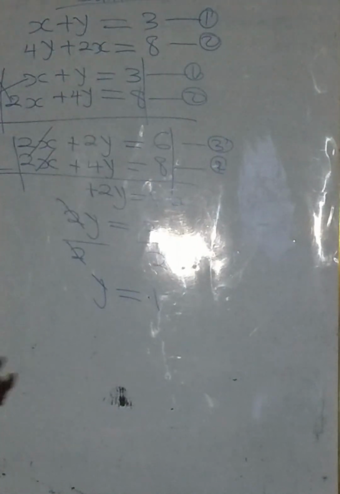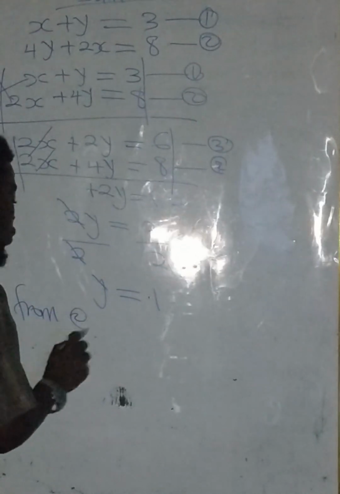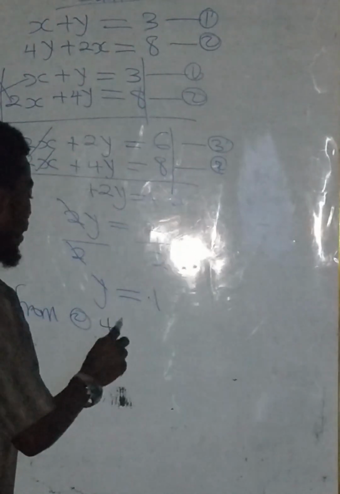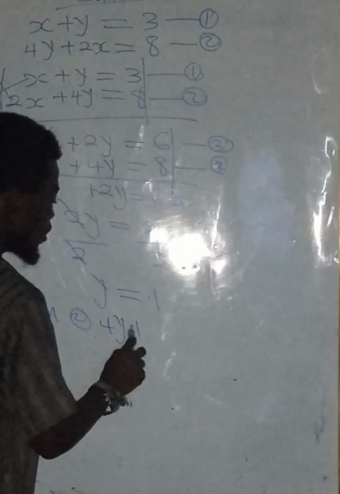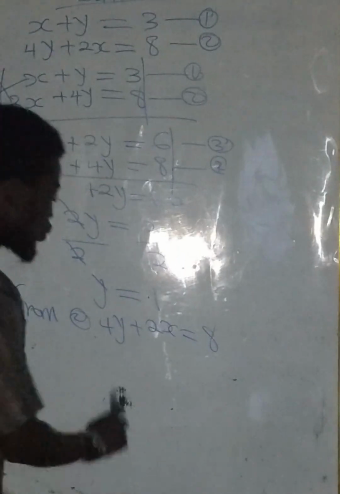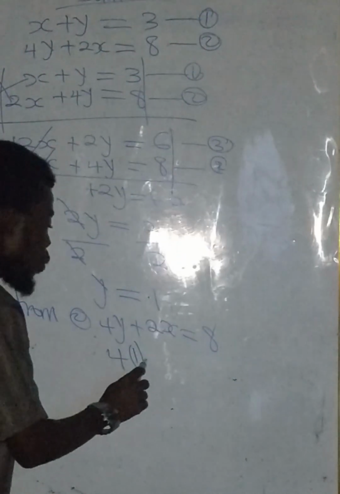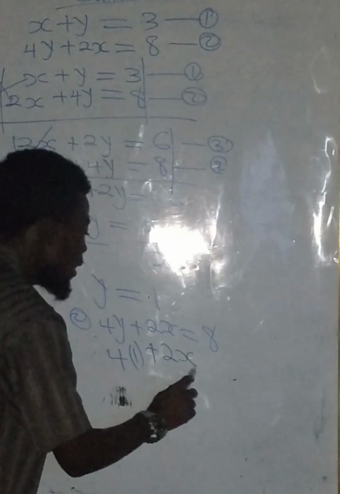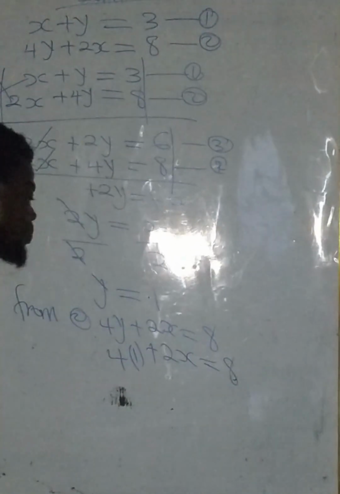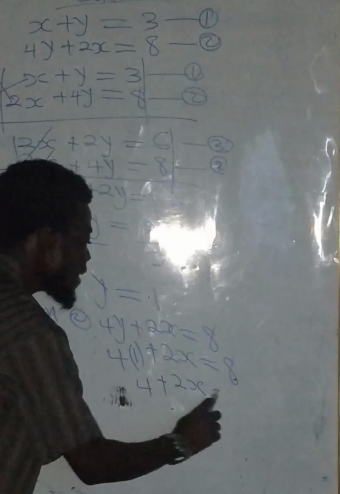You can take any of the equations. Which equation do you want me to take? The second equation. From equation 2, we have 4y plus 2x equal to 8. But already we have the value of y, which is 1. So 4 times 1 is 4, plus 2x is now equal to 8.